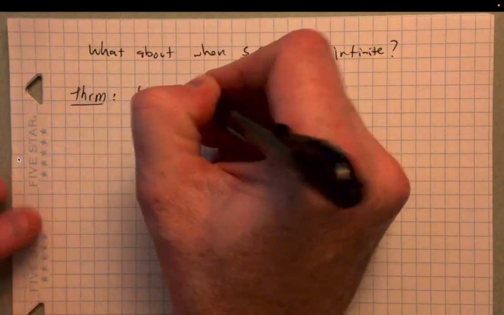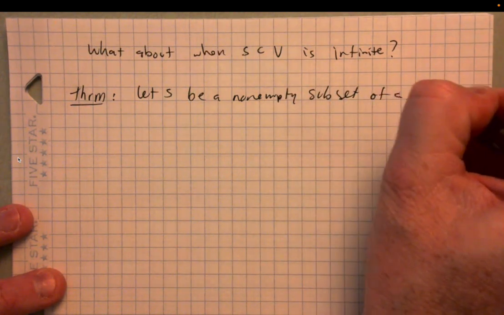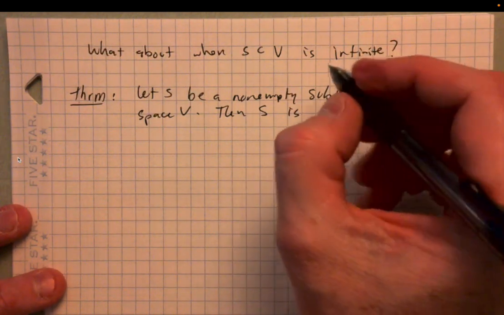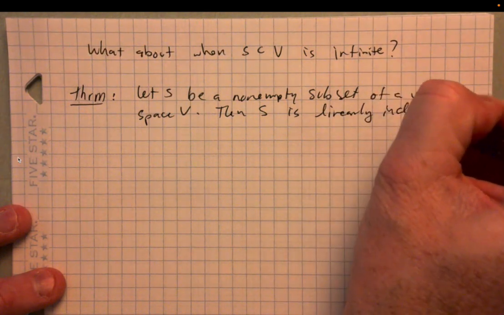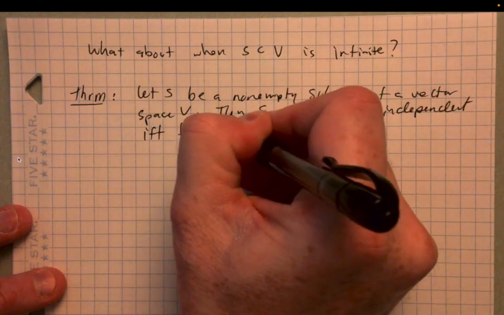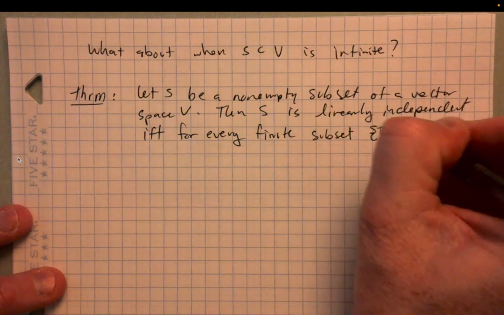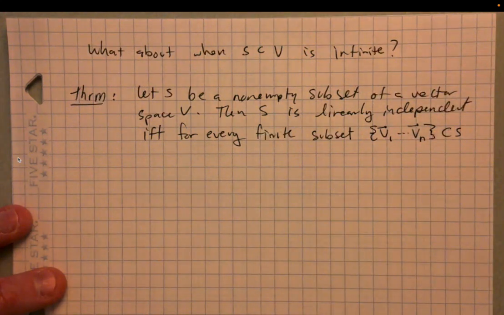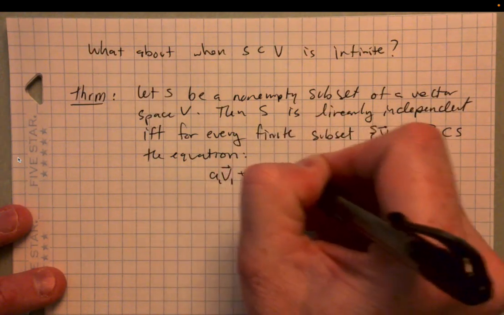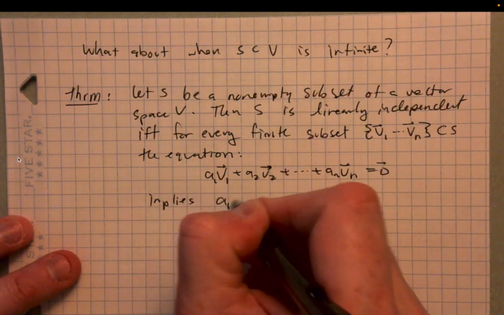So let S be a non-empty subset of a vector space V. Then S is linearly independent if and only if for every finite subset v1, ..., vn, so every finite subset of vectors in S, the equation a1 v1 + a2 v2 + ... + an vn = 0 implies that a1 = a2 = ... = an = 0.